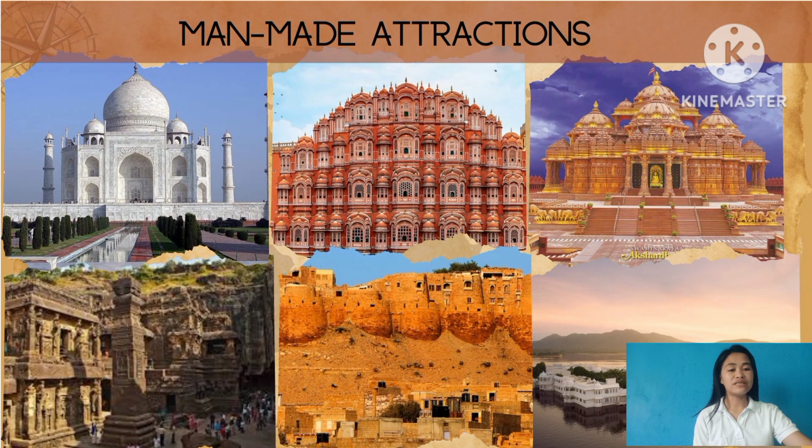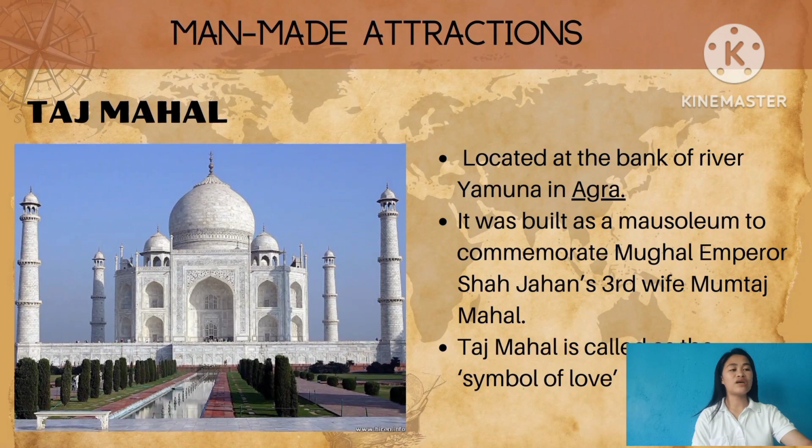So I am going to focus on the Taj Mahal. The Taj Mahal is located on the bank of the river Yamuna in Agra. It was built as a mausoleum to commemorate Mughal Emperor Shah Jahan's third wife, Mumtaz Mahal. This structure is a symbol of love. Emperor Shah Jahan built it in loving memory of his third wife, Mumtaz Mahal, who is said to have passed away after giving birth to their 14th child in 1631.